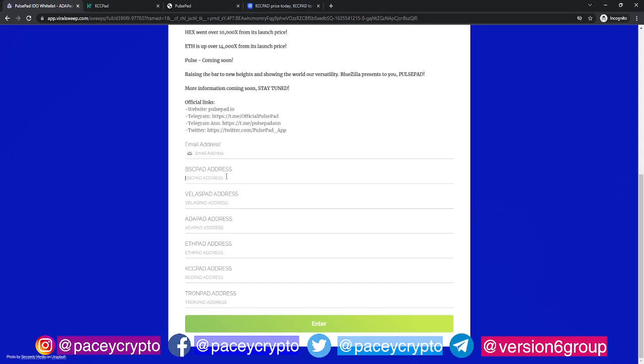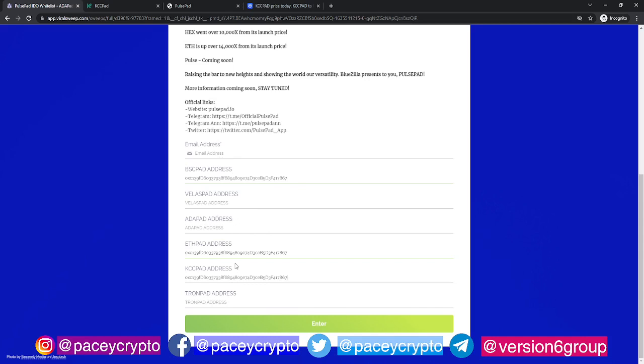So I'm gonna put in my address for BSCPAD, ETHPAD, and KCCPAD since they're the same, right? I'm not staking on TronPad, ADAPAD, ValisPad. I'm really only staking on KCCPAD, but I'm going to put in the address for these three.